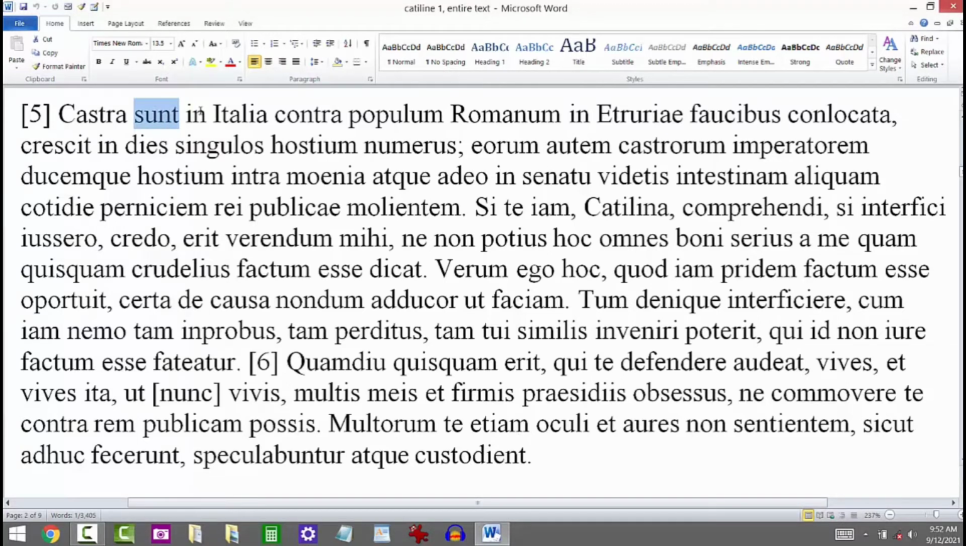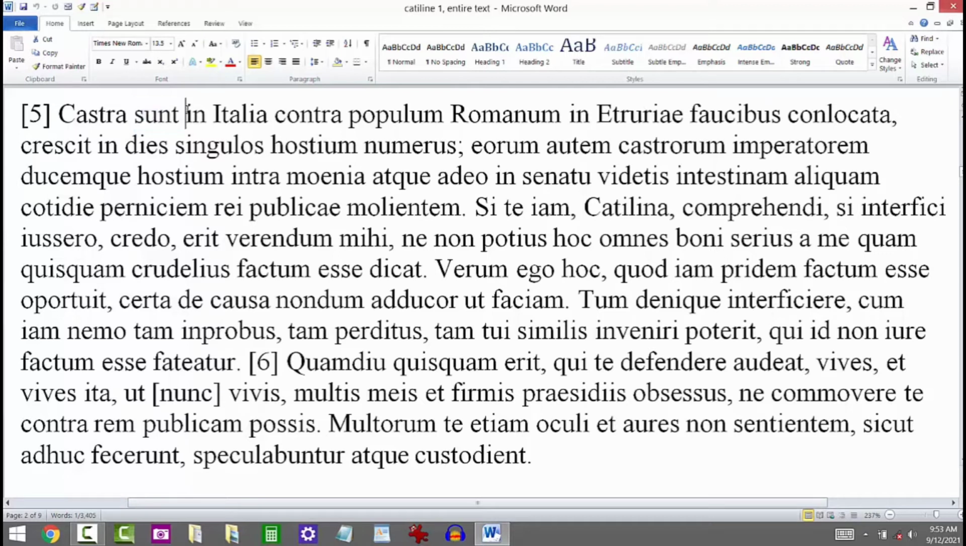Now, you've learned in first year Latin that castra in the plural means camp in the singular, although it's in the plural. I'll make a video on that one day, why that is. It's kind of interesting. But for now, we will translate it that way, as counterintuitive as it seems. There is a camp, right? And then all this stuff. In Italia contra populum Romanum in Etruriae faucibus.